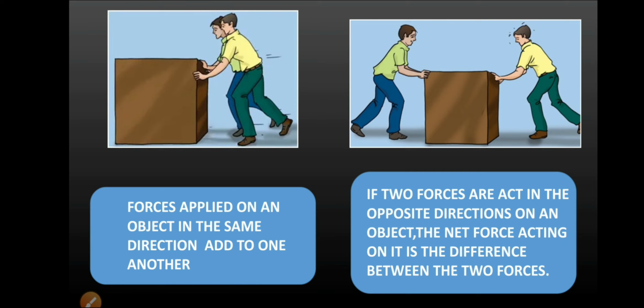However, if the forces are applied on an object in the same direction, then the forces will add up and the total force acting on the object will increase. And if two forces are acting in opposite directions on the same object, then the net force acting on it is the difference between the two forces. Is it clear?